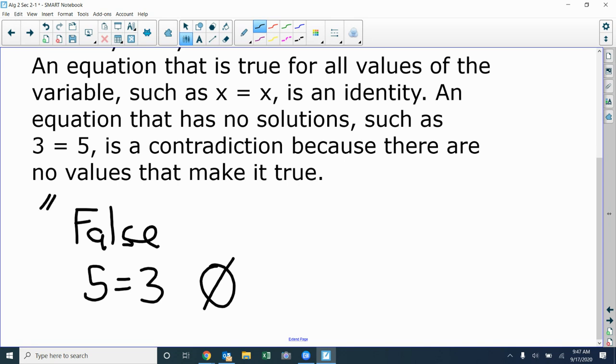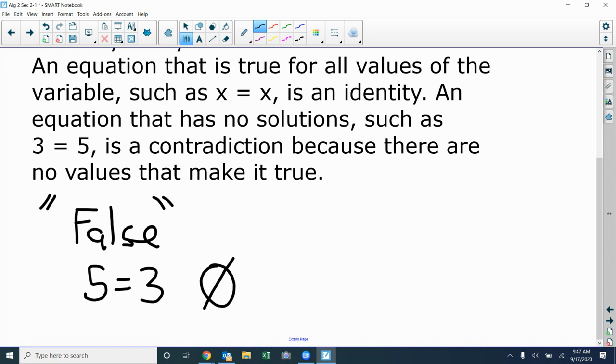So make yourself a big note and write it big enough so you can see it. Maybe even bigger than what you've been writing. A false statement, there are no solutions. There are no numbers that would satisfy this equation. It's a false set. 3 equals 5. That's false. When it's false, there are no numbers that would satisfy the equation.